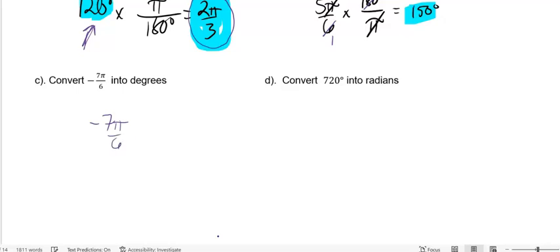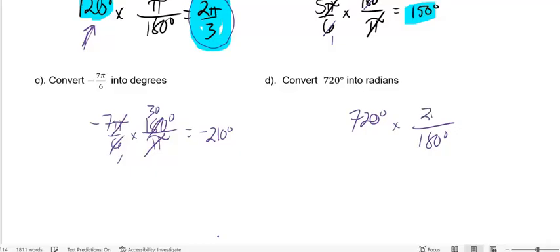Negative 7 pi over 6 times 180 over pi, that should be negative 210 degrees. 720, our first angle, over 360, that's 2 rotations. So that should just be 4 pi. Let's see if it works out. 720 times pi over 180. 180 goes into 720 4 times, so that's 4 times pi.